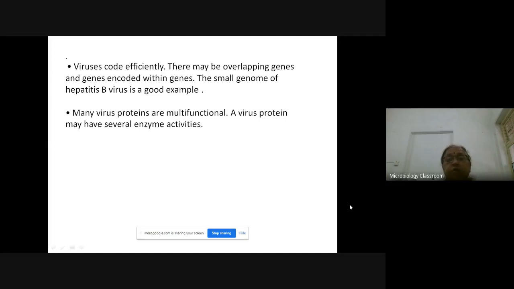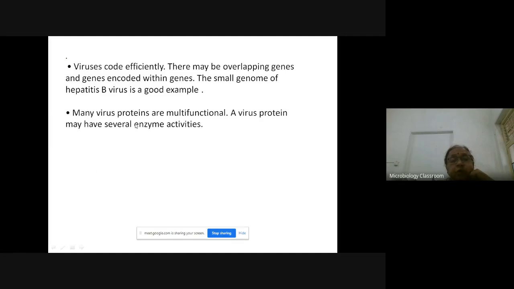Now the viruses, they code efficiently. So there may be overlapping genes encoded within the genes. The small genome of the hepatitis B virus is a very good example of the overlapping and the genes encoded within the genes. So the genetic makeup of the viruses is responsible for the further transcription and translation of the viruses. And the coding of the genetic material is responsible for the lytic cycle or the lysogenic cycle of the viruses.